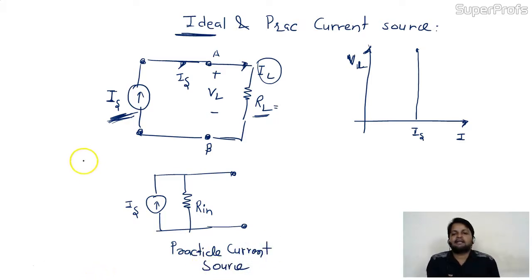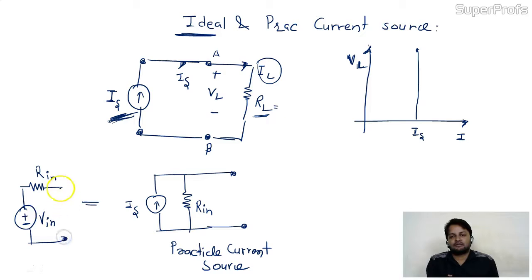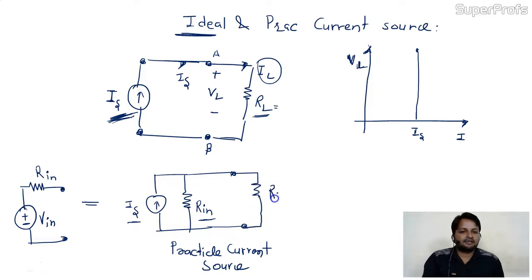Right? And what is the practical voltage source? This is the practical voltage source. For the voltage source, the resistance will be connected in series, and for the practical current source, the internal resistance will be connected in parallel with the value of current. Okay. Now we are going to connect the RL, the load resistance.